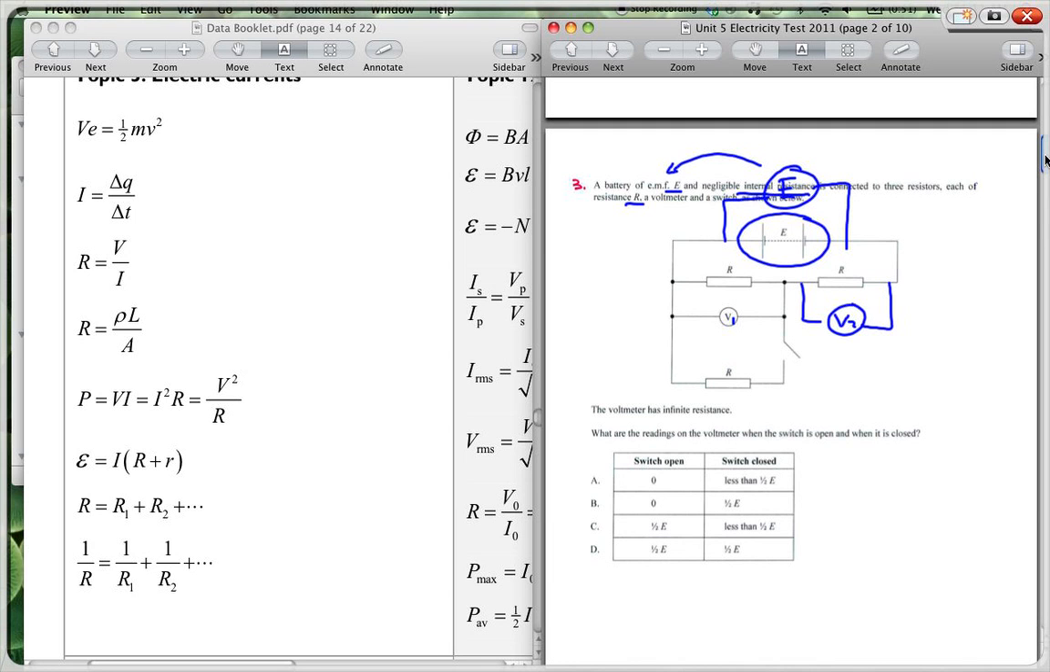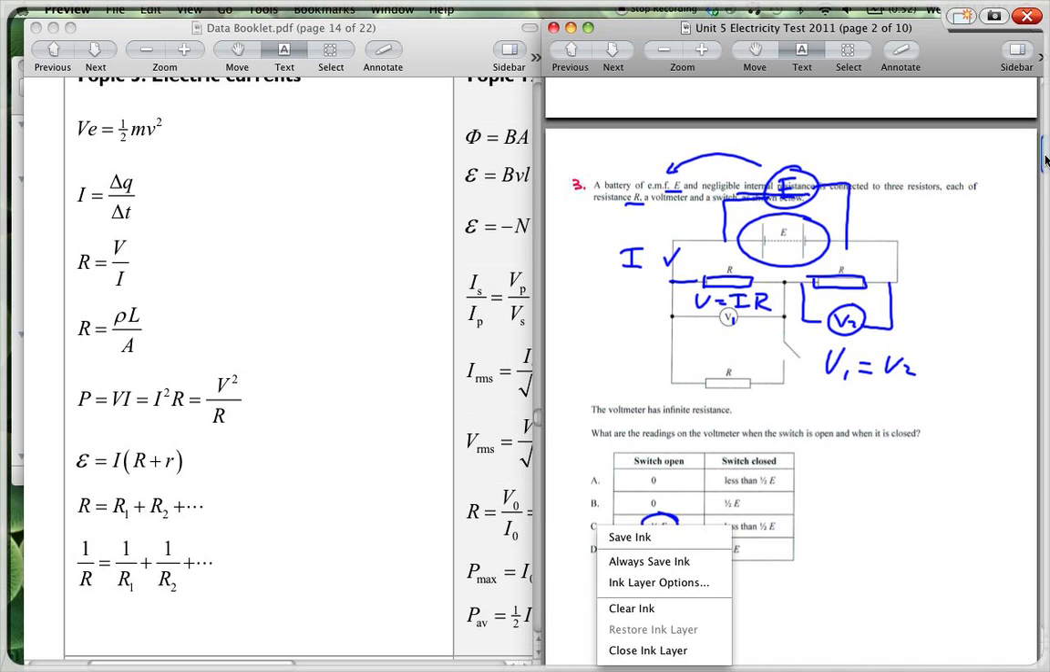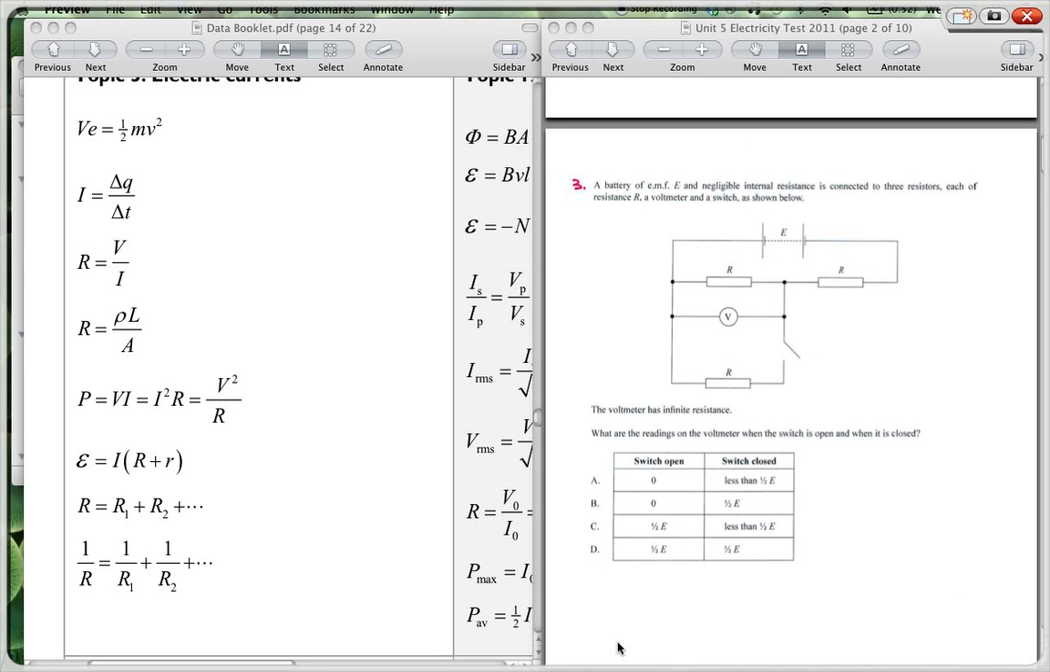Now when it's open, that means that we've just got 2 resistors that are in series with one another, and because I've got the same resistance and we have the same current going through both, V is equal to I times R. Therefore, V1 equals V2. So when the switch is open, each of them is going to be half E, so it's going to be this one or this one. Okay, now so we've got that.